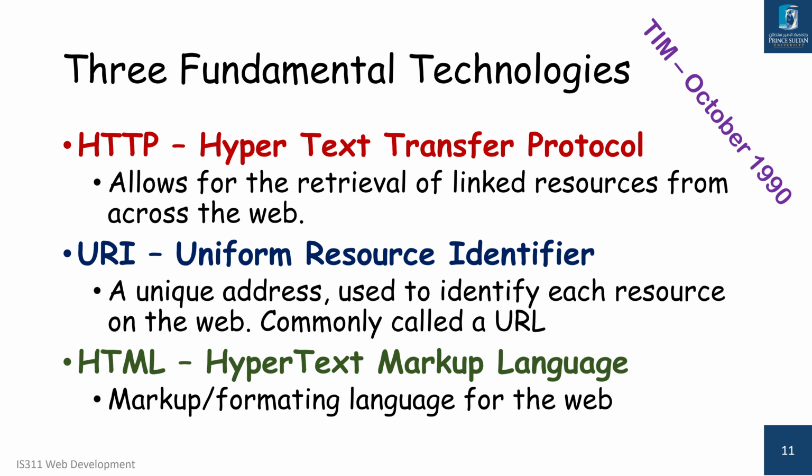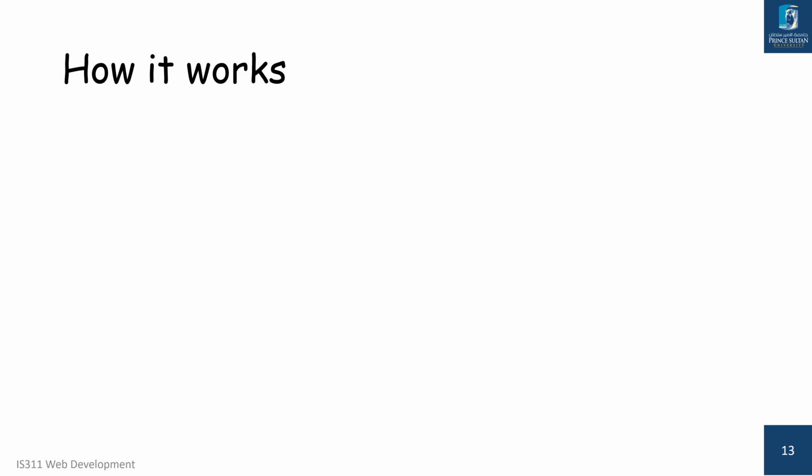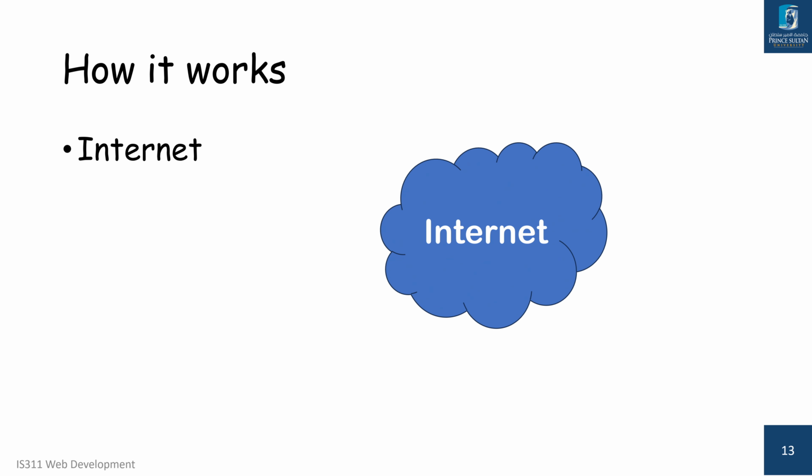Okay. And here is another example of history. HTML1 started in 1990, then came HTML2, HTML3, 4, and now we are living in the era of HTML5. Okay, how does it work? We have a network of networks. We call it the internet.